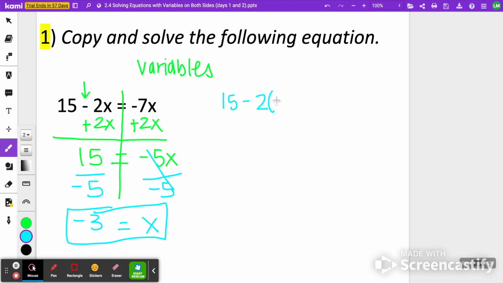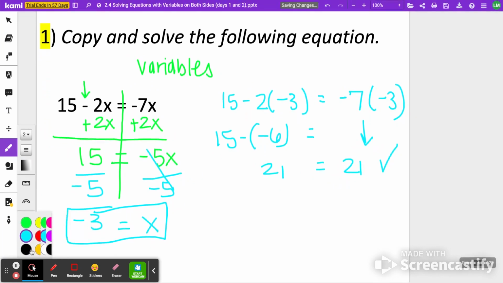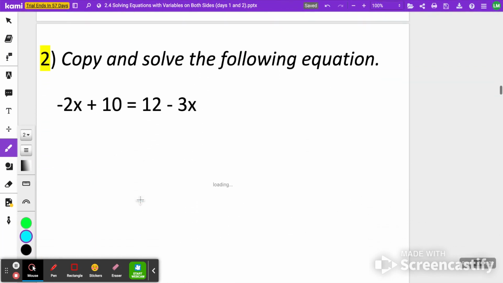If I wanted to check this, all I have to do is plug in that negative 3 where the x is. So that's what I'm doing right now. First I would do 2 times negative 3, that's negative 6, and then 15 minus negative 6 is a positive 21. And then over here, negative 7 times negative 3 is also a positive 21, so I know I got it right. Let's see if you can try this one on your own.